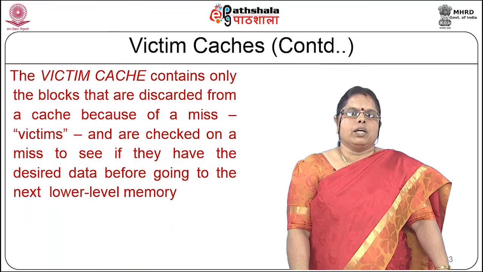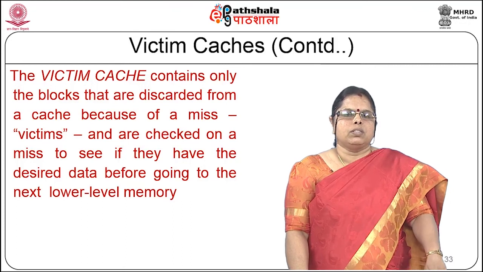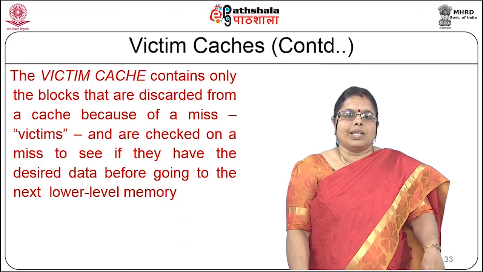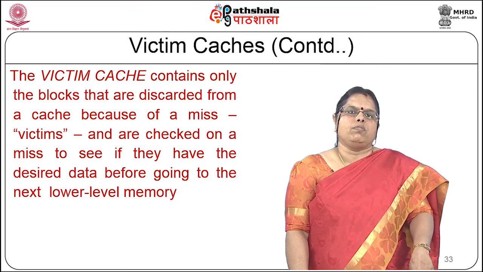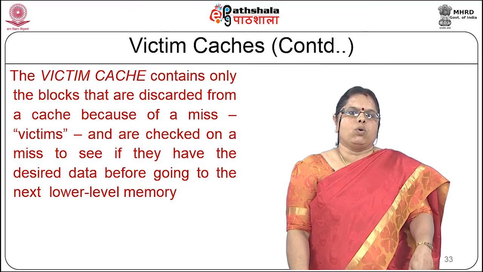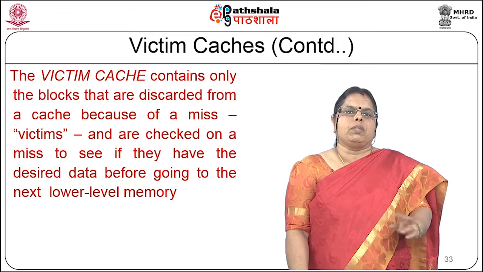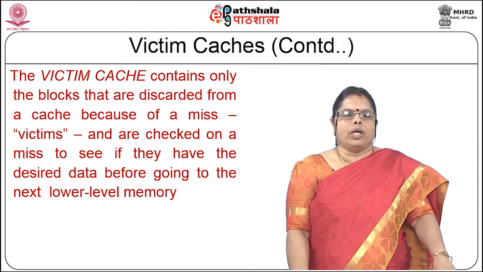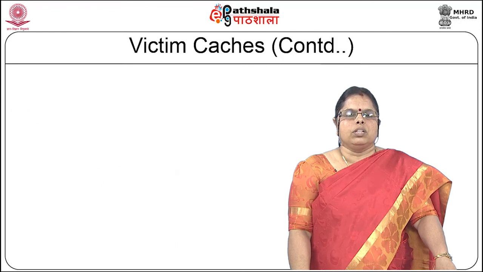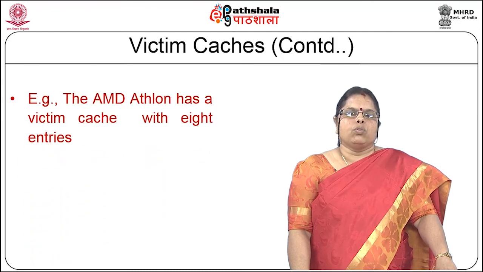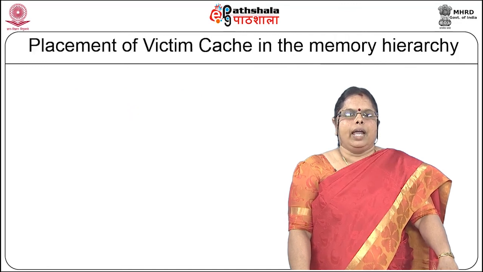The victim cache contains only the blocks that are discarded from a cache because of a miss. They are victims and are checked on a miss to see if they have the desired data before going to the next lower level of memory. So, you do not go to the next lower level of memory, check the victim cache. If it is available there, swap the victim cache data and the new data that has to come in. That is how you optimize using victim caches. An example is the AMD Athlon, which has a victim cache with 8 entries.